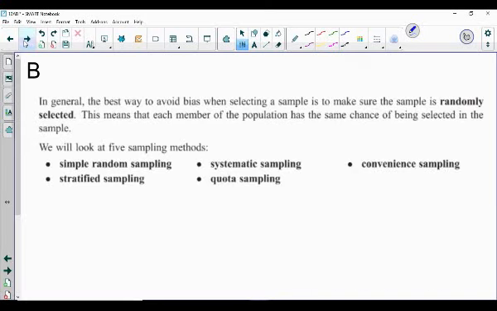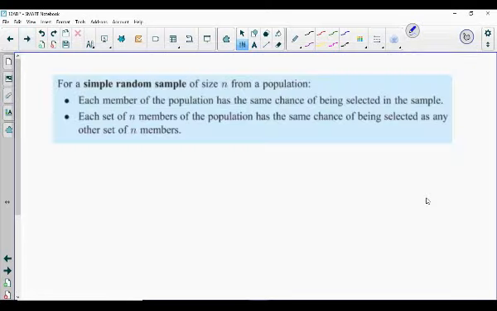So our course is going to look at these 5. We need to know the difference between them. So this is the big one. The simple random sample is like the best one as far as we're concerned. And at first glance, the first bullet point here may seem to you like, yeah, of course every member of the population has the same chance of being selected.